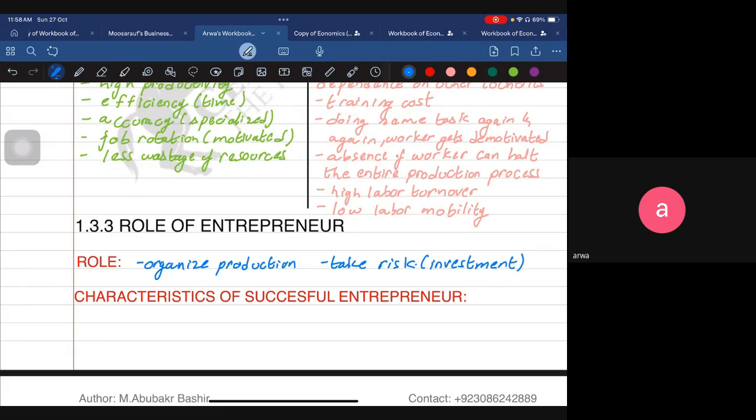Now, talking about the characteristics of a successful entrepreneur, what do you have to say about this? Okay, sir. The characteristics that I know are that a successful entrepreneur needs to persevere, needs to be determined toward the end goal. Second, he needs to be a team builder. He needs to be someone who can work in a team alongside everyone else in the organization.